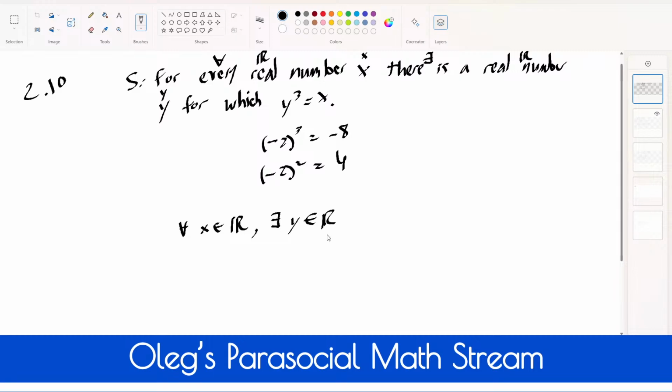Anyway, getting off topic. So for all x members of the real set, for every real number x, there exists a real number y, comma, and then we just plop in the equation: y to the 3rd power is equal to x. Period. That's the statement they wrote down here, and we're on page 61. Now, we need to negate this statement.